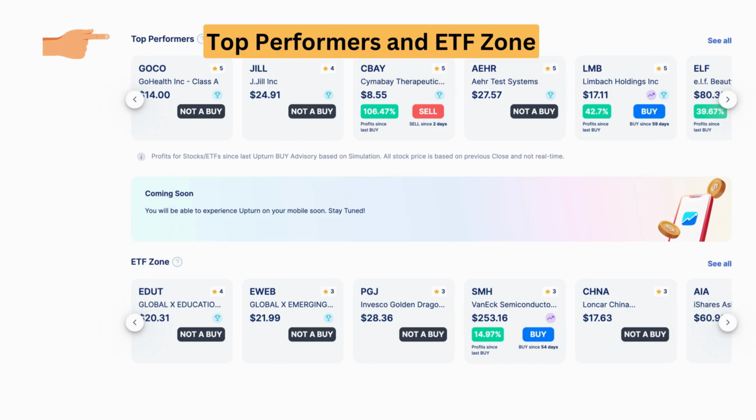Another curated list provided by Upturn is the Top Performers, which is a list of all Upturn 4+ rated stocks which have had among the highest stock returns performance based on Upturn advisory of buy and sell in the last few years. ETF Zone showcases all Upturn 3+ star rated ETFs.